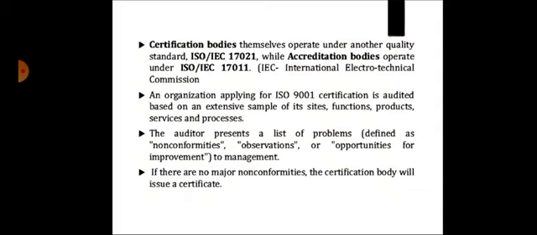An organization applying for ISO 9001 certification is audited based on an extensive sample of the sites, functions, products, services, and processes. The auditor presents a list of problems, defined as non-conformities, observations, or opportunities for improvement, to management. If there are no major non-conformities, the certification body will issue a certificate.